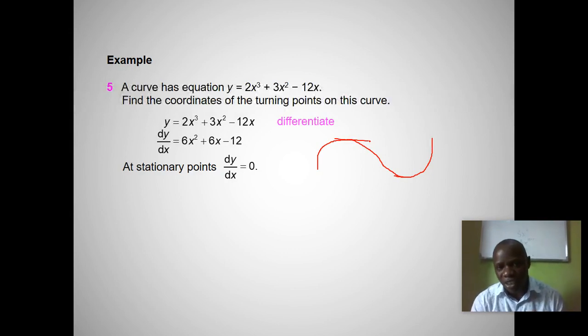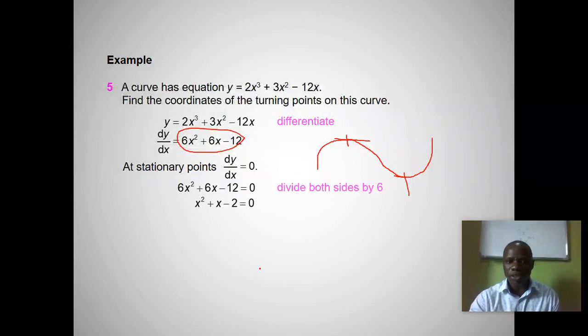When we differentiate it, we equate the answer to 0 because that's what we know about turning points. dy/dx is 0. In this case, dy/dx is 6x squared plus 6x minus 12. Equate it to 0 so that you can know what x is at the turning point. So we'll know the value of x here and the value of x here. So we now equate this derivative to 0, solve it, and you end up with two answers.